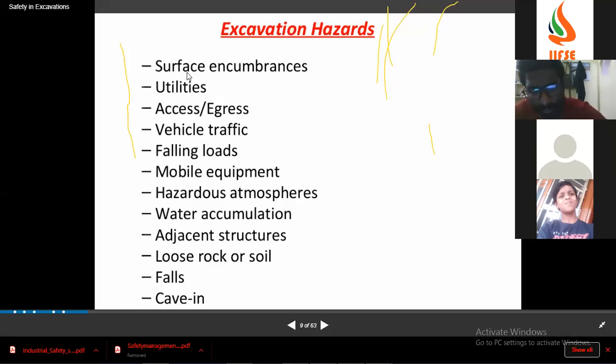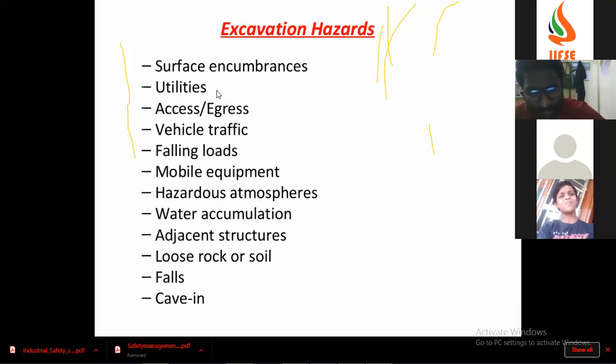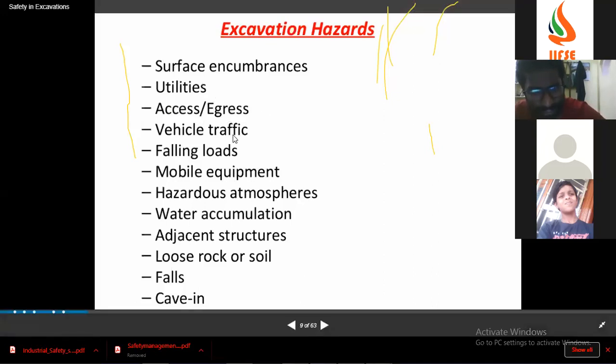Utilities. So what is the main hazard? Utilities means underground cables or anything: cables, water pipes, electrical cables, gas lines. Access and egress is also a hazard. Vehicles, traffic. Falling loads, mobile equipment. Loads may fall, and mobile equipment may be passing by the excavation areas. Hazardous atmosphere, water accumulation.